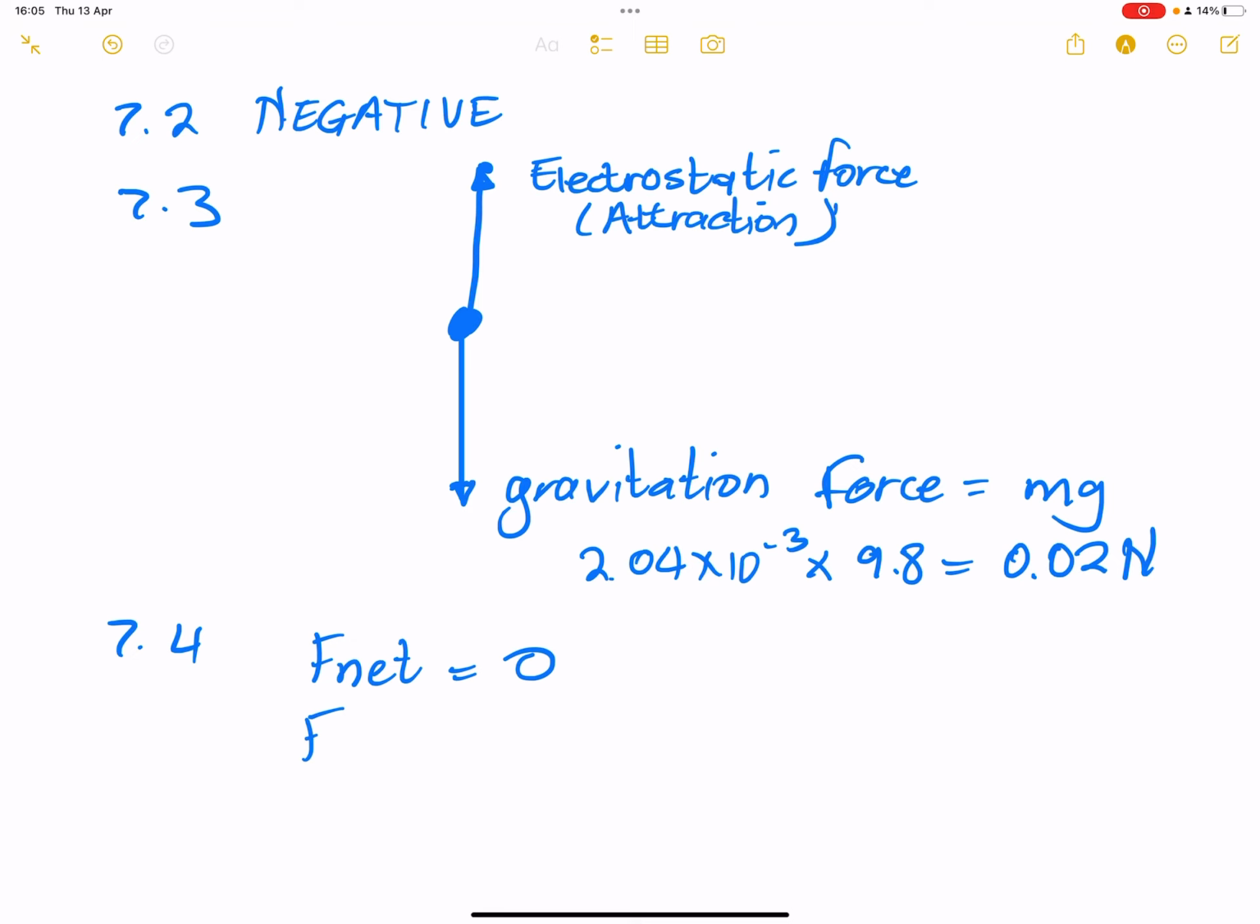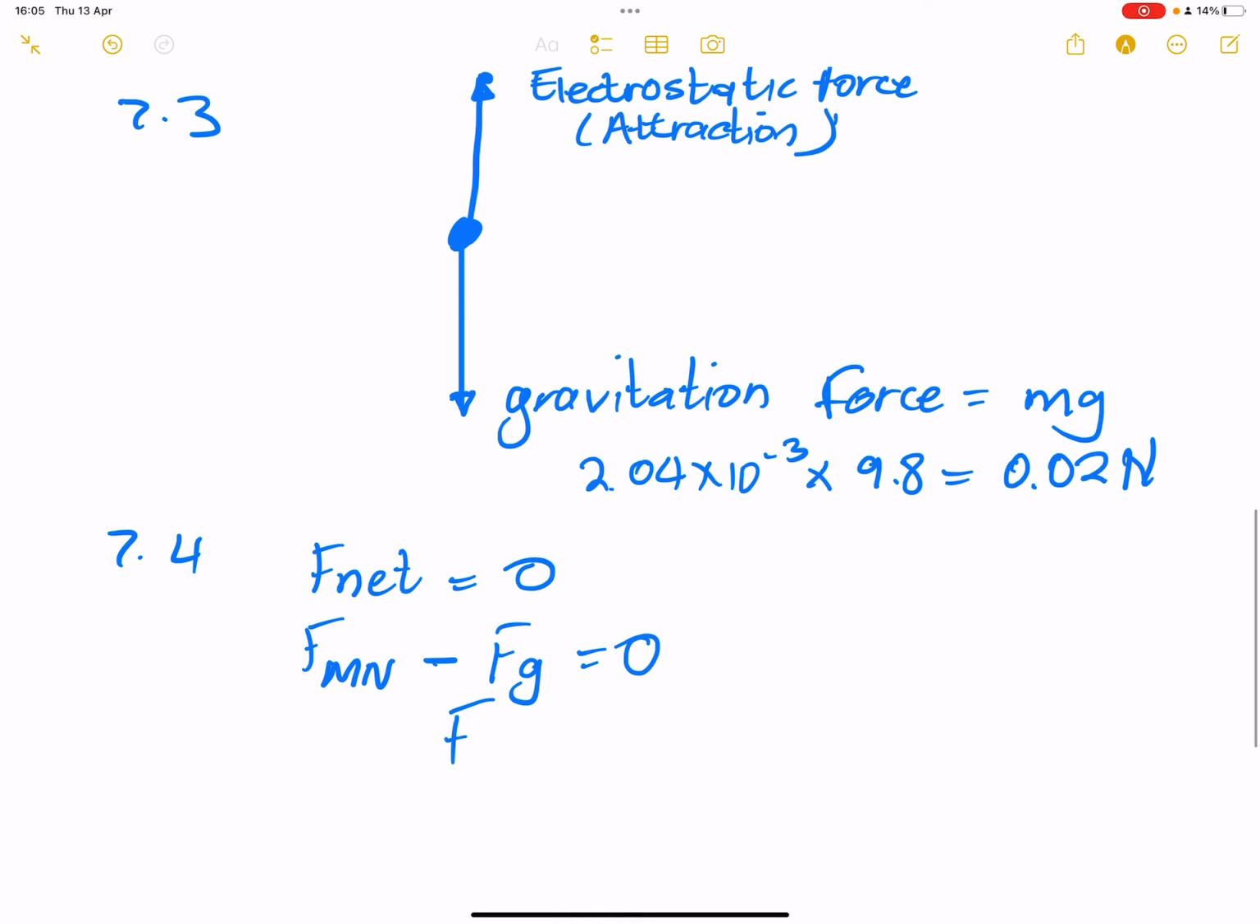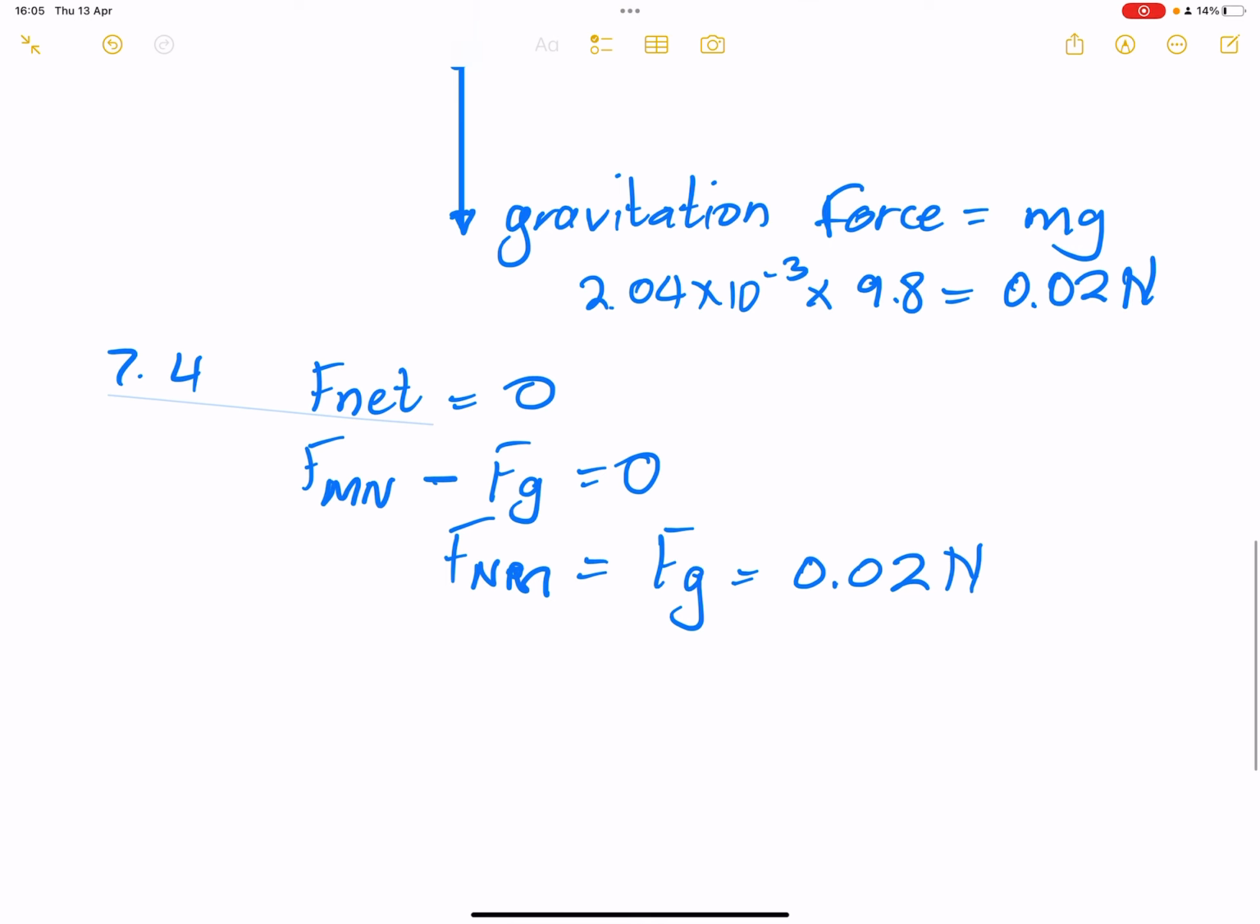So it means that the electrostatic force, or we can say the force between M and N, minus the force of gravity are equal to 0. So those two forces must therefore be equal. So the force between M and N is equal to the force of gravity, and so these are equal to 0.02 newtons, right?